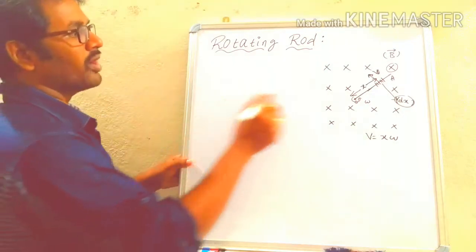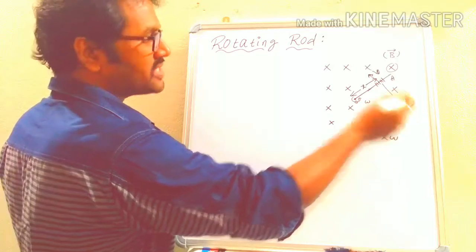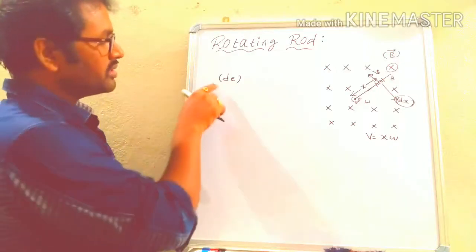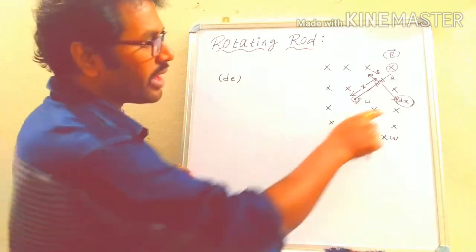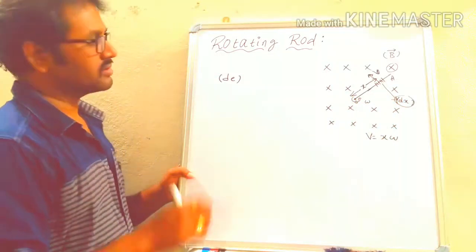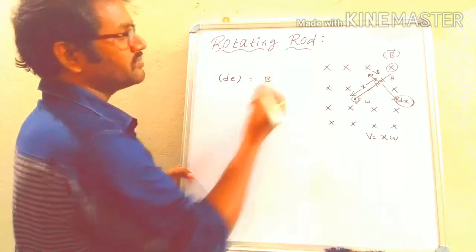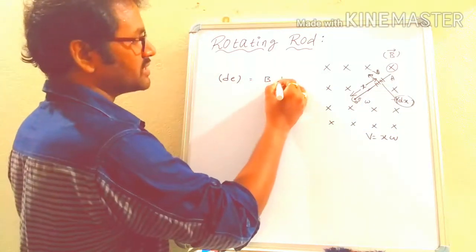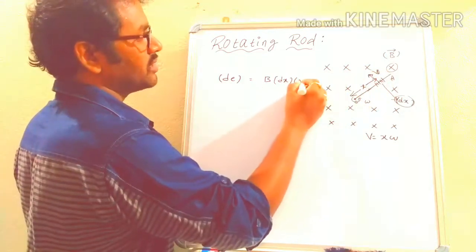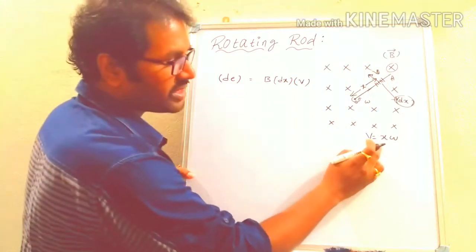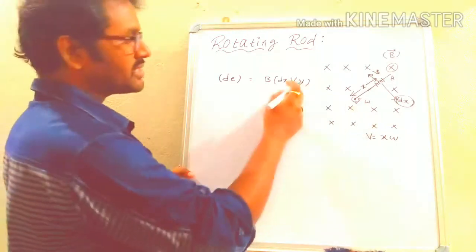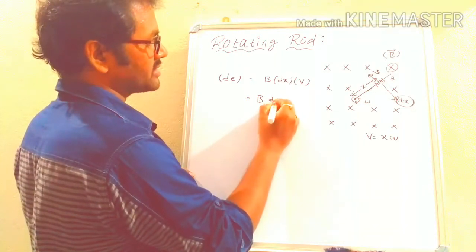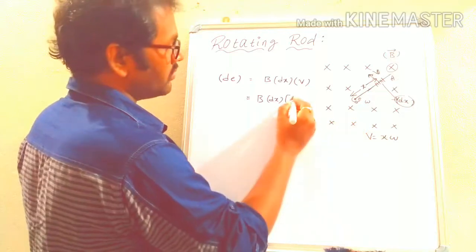So there we can use the formula: the induced EMF across this small element is taken as dE. What is dE? dE is the induced EMF across the small element dx, which is equal to B. Instead of L, we need to take the small element length, which is dx, and whose velocity is V. Then V is equal to how much? x omega. So we can substitute dE equal to B into dx into V, and V is x omega.